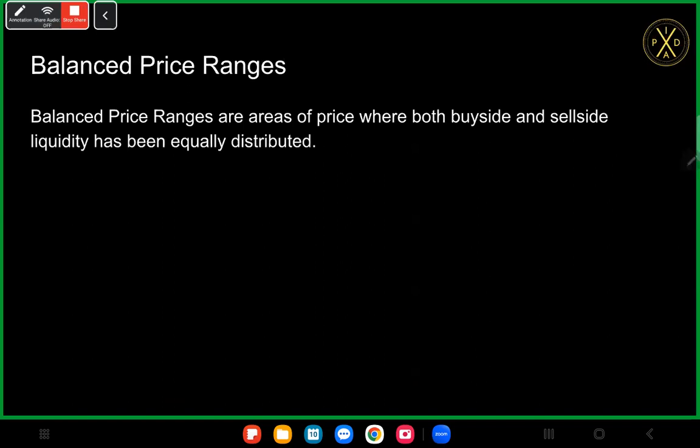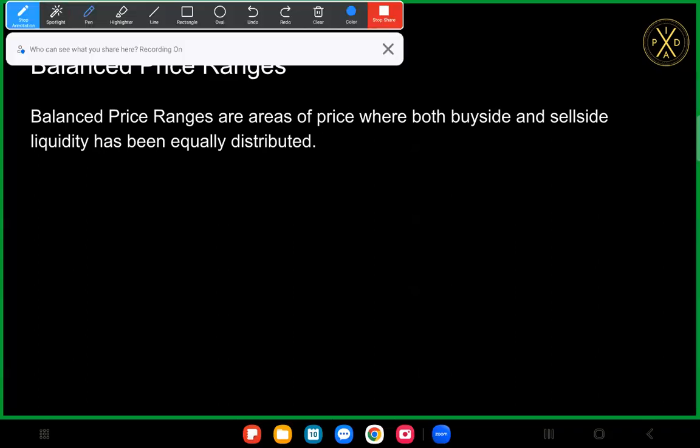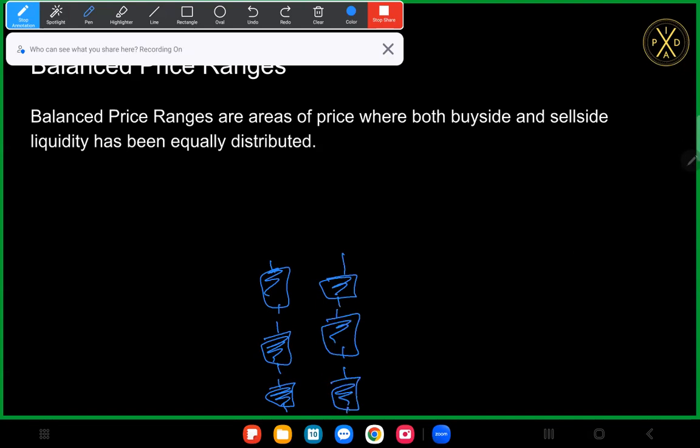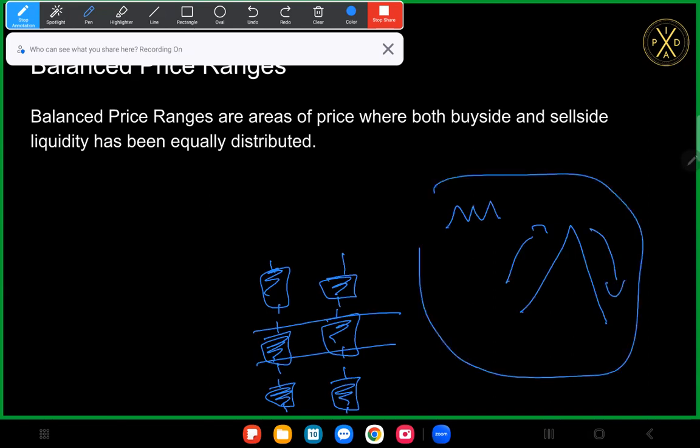All right, so balanced price ranges. Balanced price ranges are areas of price where both buy side and sell side liquidity has been equally distributed. So I know that people talk about those overlapping fair value gaps as balanced price ranges. And yes, that is true. But today I'm more so focused on when we have a range of price where both buy side and sell side liquidity is being evenly distributed. So something like this would be a balanced price range, and something like this where we trade both buy side and sell side is also a balanced price range. So this is more so what I'm focused on.